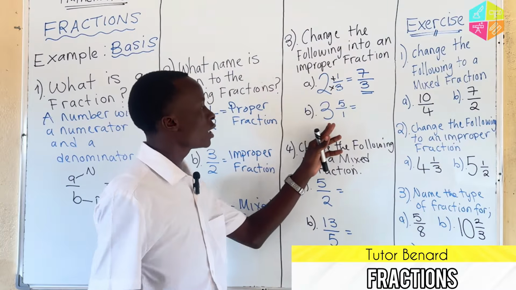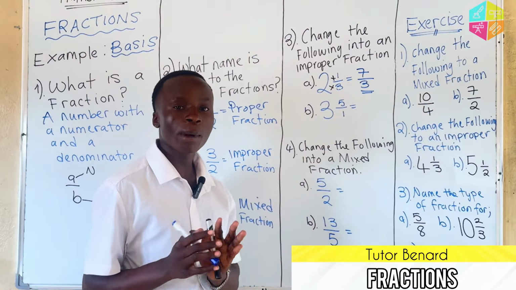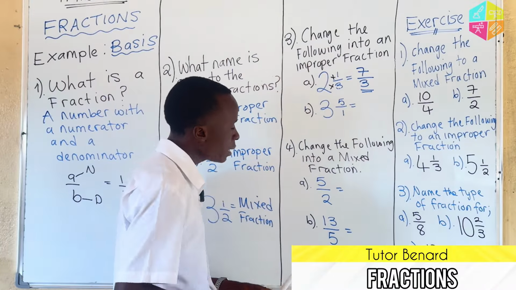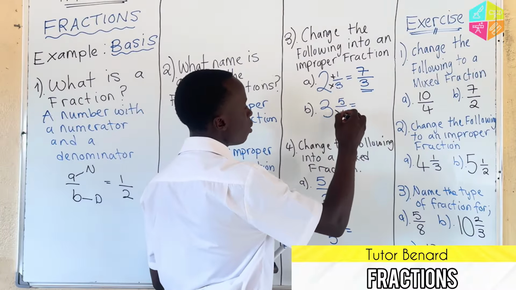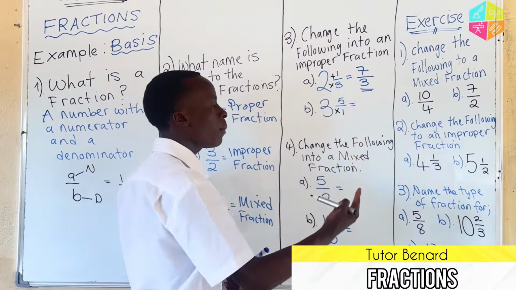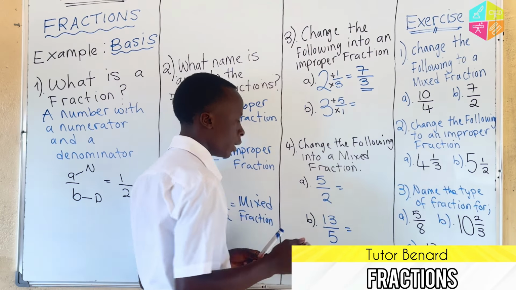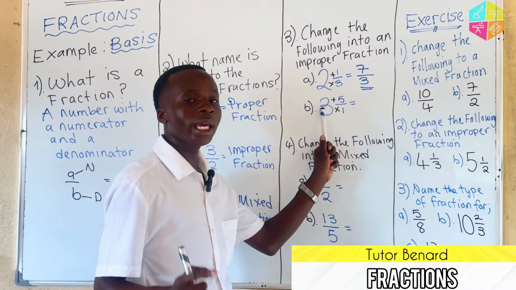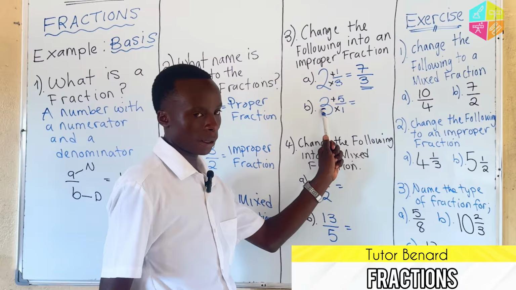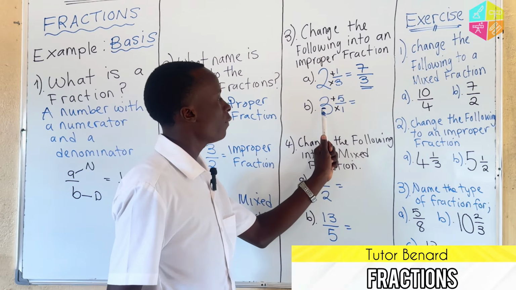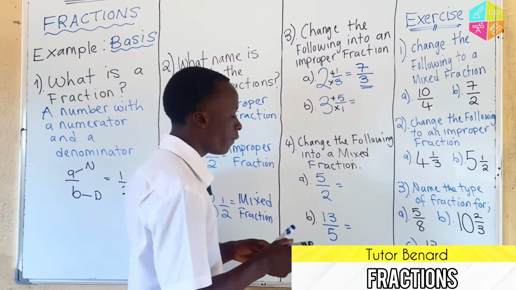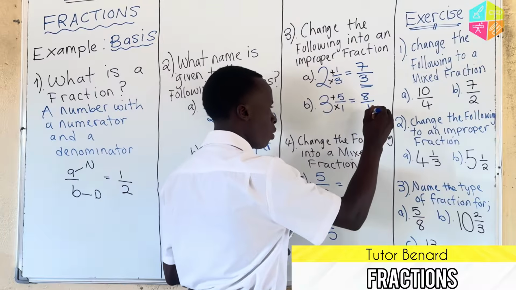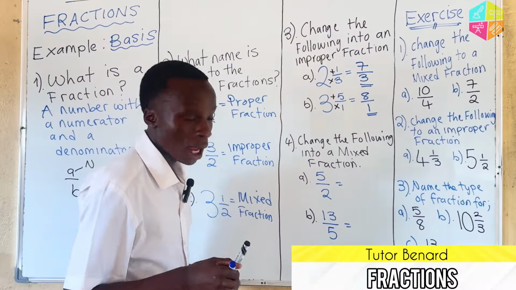Question B. We are still changing a mixed fraction into an improper fraction. So we apply the same principle. First, multiply the whole number by the denominator, and then add the numerator. When you say 3 times 1, that gives us 3, because any number multiplied by 1 is itself. And then 3 plus 5 gives us 8. So it will be 8 over the same denominator, which is 1, as your answer.